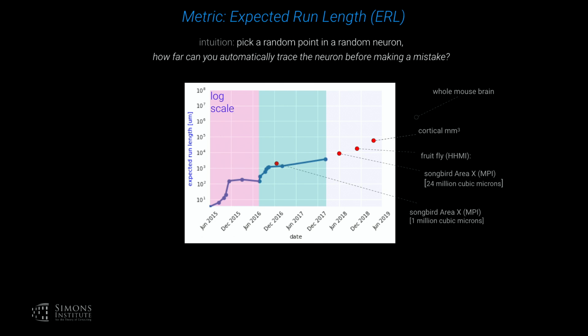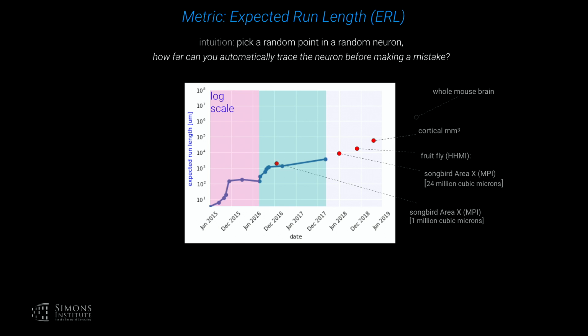Okay, so to talk about methods, I'm first going to talk about our metric. If you work at Google, you need a metric. This is what we came up with a couple of years ago, and we've taken it very seriously in our group. It's what we call expected run length. Here's the idea: if you pick a random point in a random neuron, then on average, how far can you trace out from that neuron before you make any kind of mistake? It's kind of like a self-driving car metric: how far can the computer go before a human has to take over?